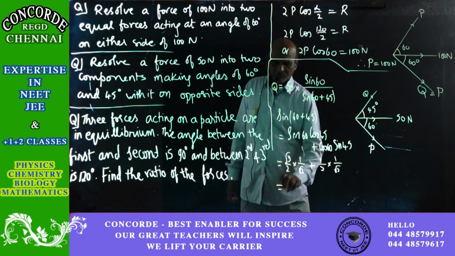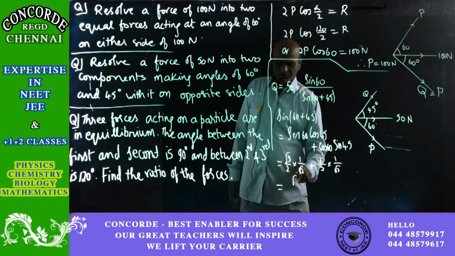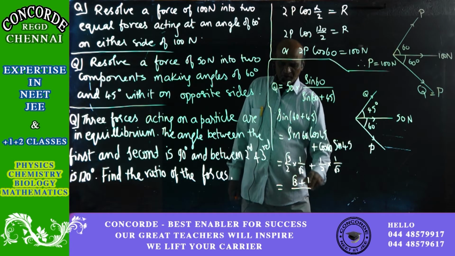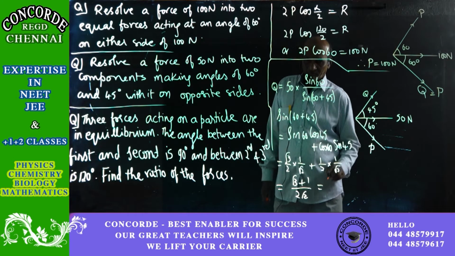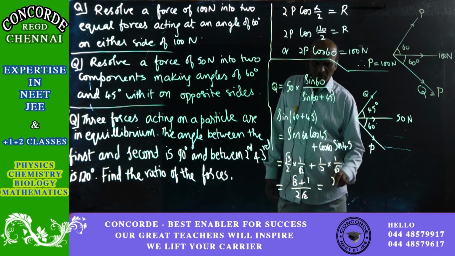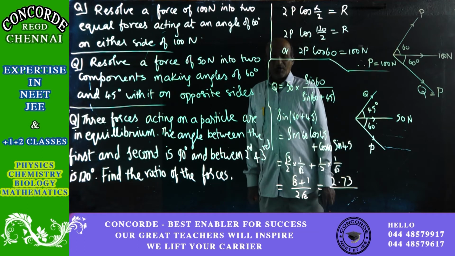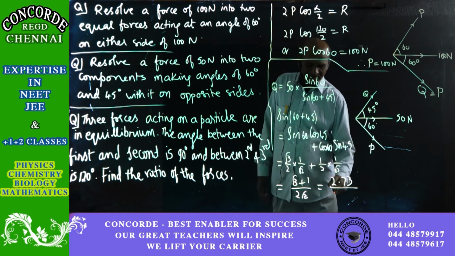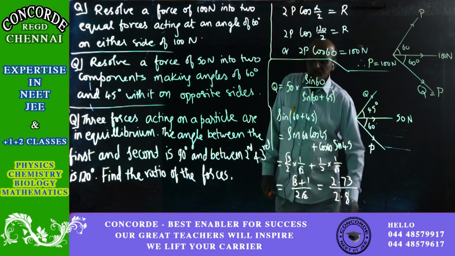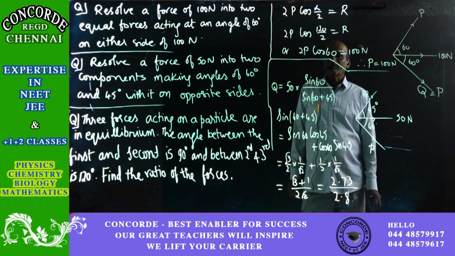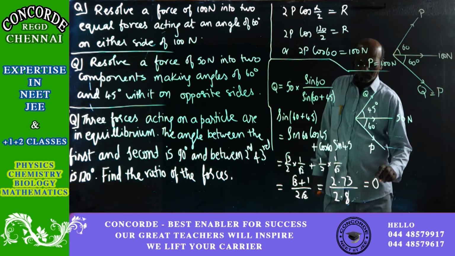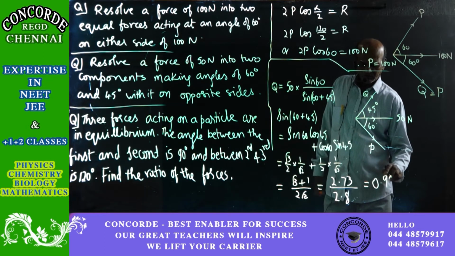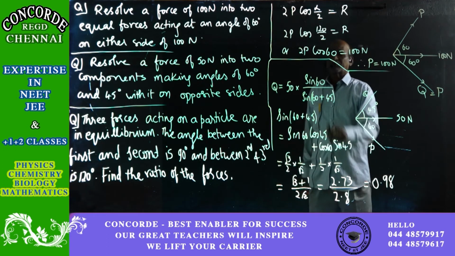Root 3 by 2, or you can write it as root 3 plus 1, root 3 is 1.73 plus 1 is totally 2.73, divided by 2 root 2. Root 2 is 1.414 multiplied by 2, 2.8 is what you will get. So simplifying this, you will get it very close to 0.98. So that is the value of sine 60 plus 45.